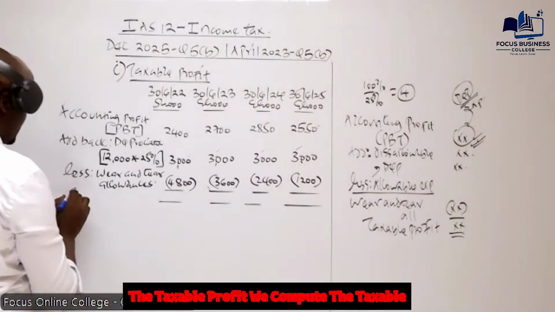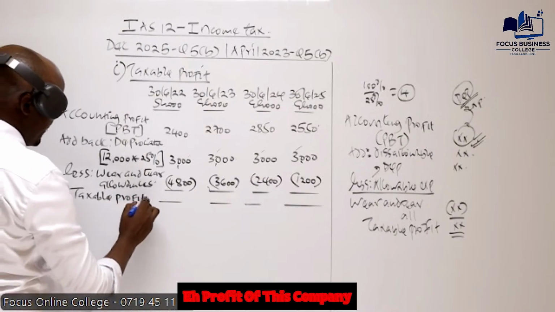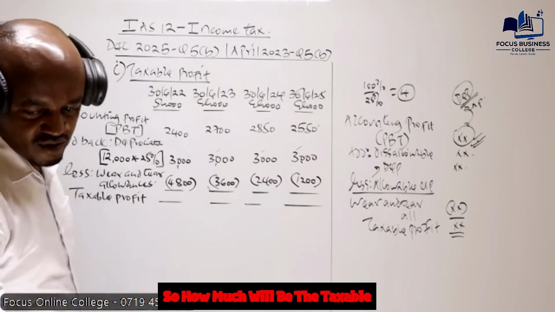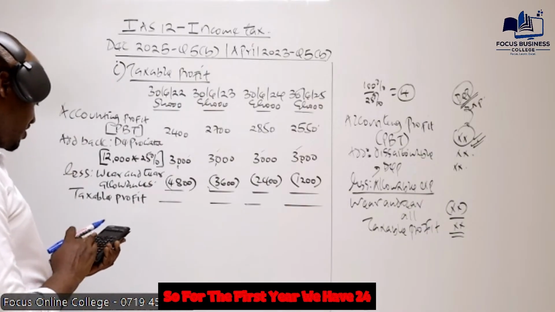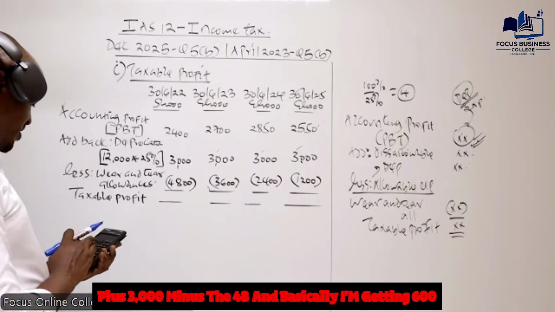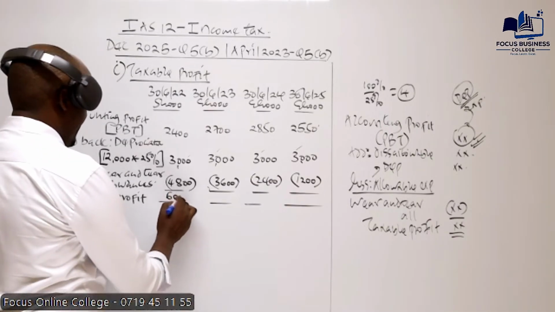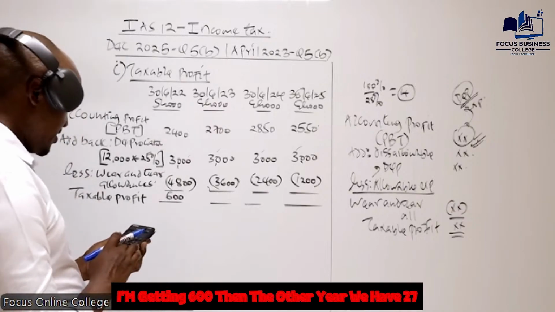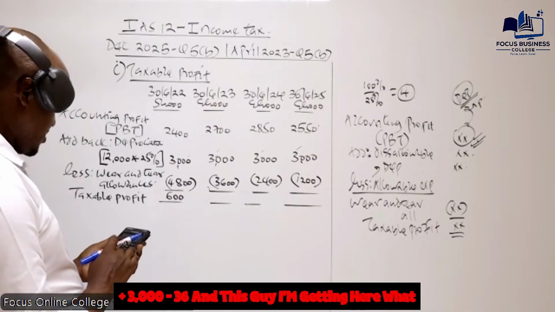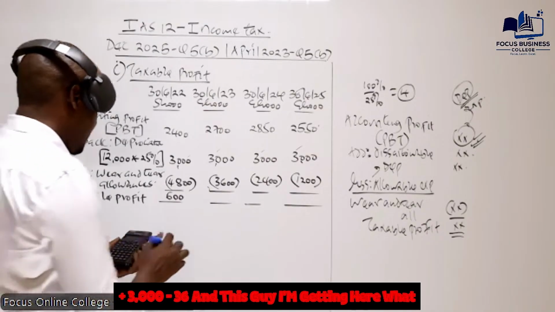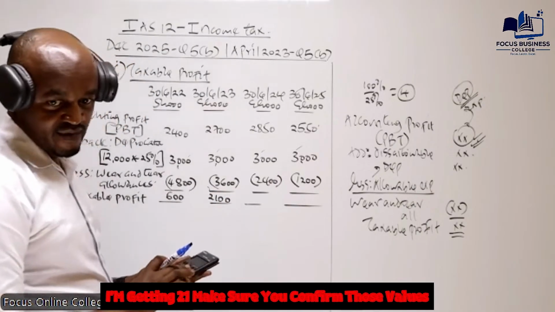We compute the taxable profit of this company. So how much will be the taxable profit for the first year? For the first year, we have 2,400 plus 3,000 minus the 48. And basically, I'm getting 600. Then the other year, we have 27 plus 3,000 minus 36. And basically, I'm getting 21.